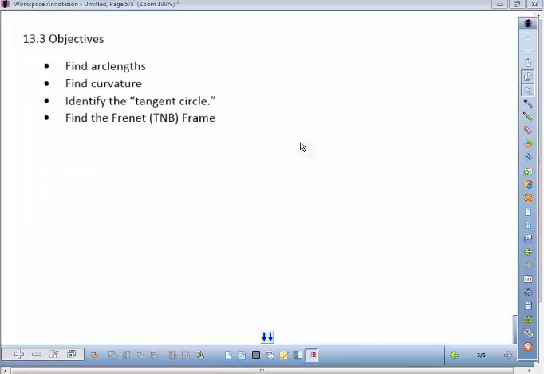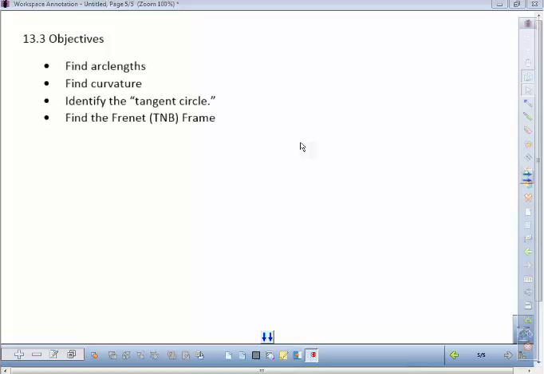So the idea is for us to find arc lengths and then find the curvature. We'll define the curvature and find it and then identify a tangent line, or tangent circle this time. So we'll talk about what a tangent circle means, and it's intimately tied into the whole idea of the curvature, which is kind of neat. And arc lengths.